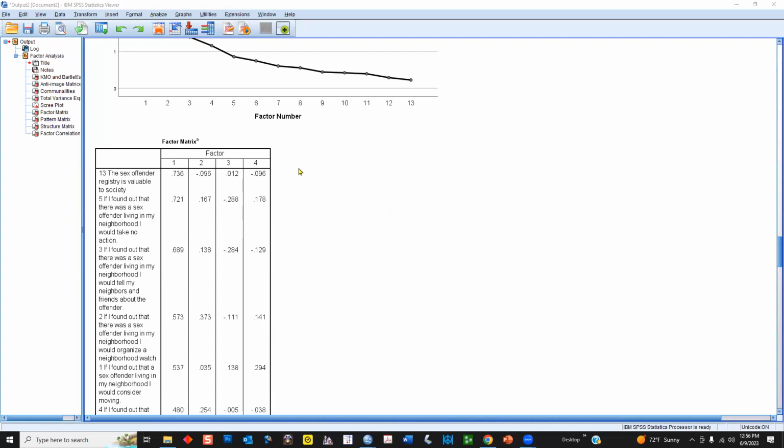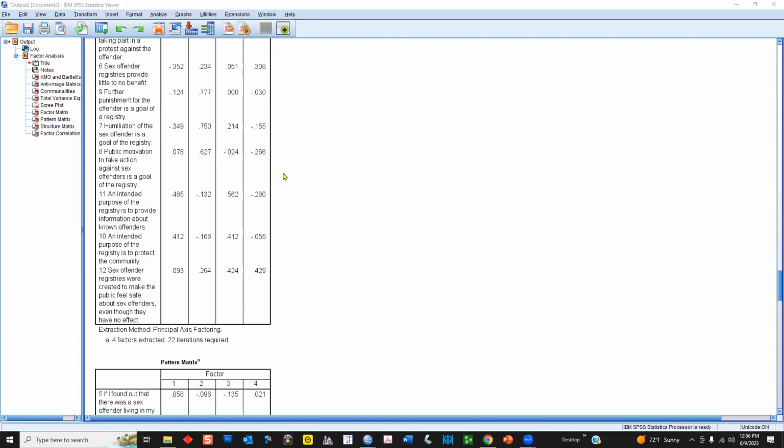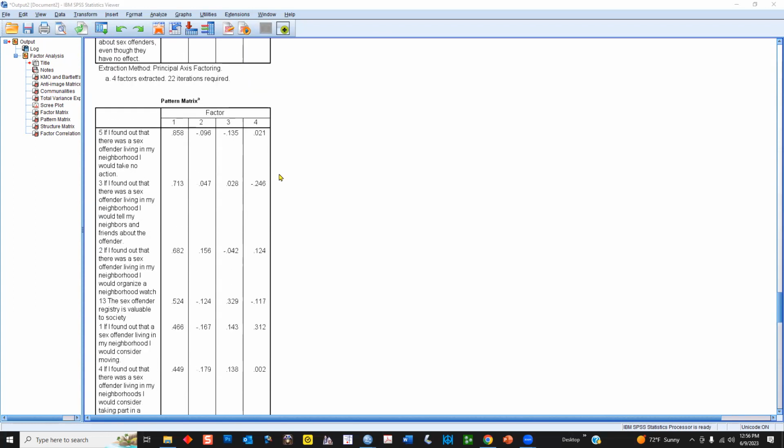And we're going to scroll down past the unrotated factor matrix. That's the first one. The pattern matrix is the rotated version. And so what we're looking for here is the factor loadings. What I do is I just highlight every factor loading that is above 0.4. Some people use 0.3, some people use 0.5. I think 0.4 is a good basis on which to make a determination of a factor loading.